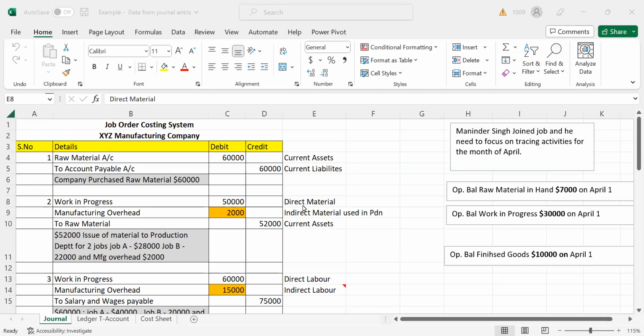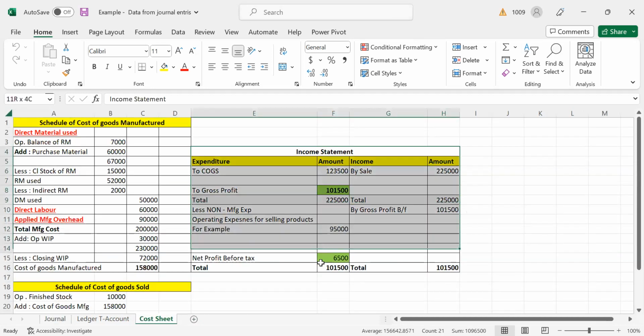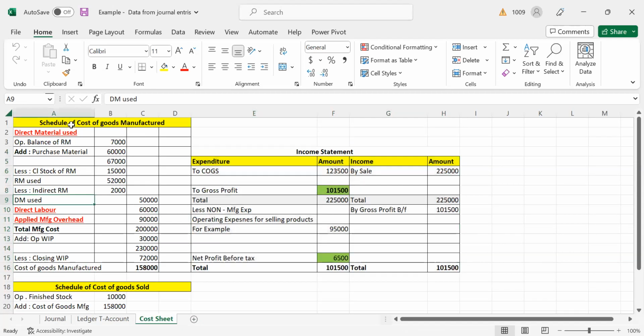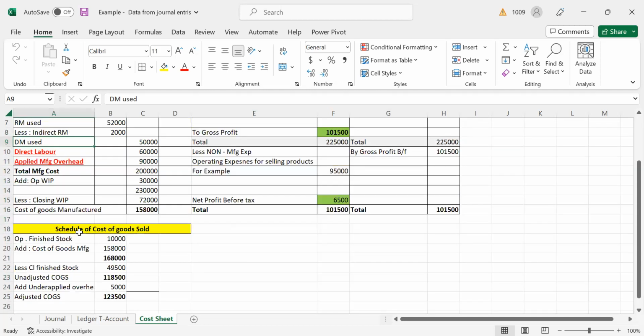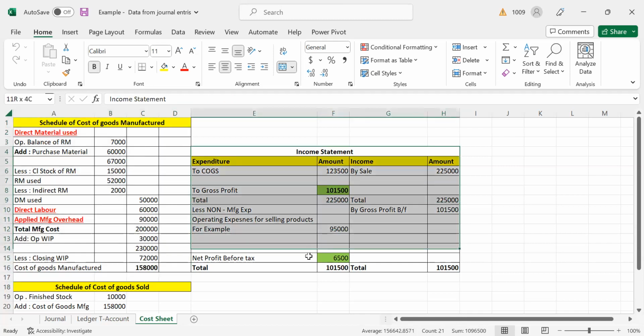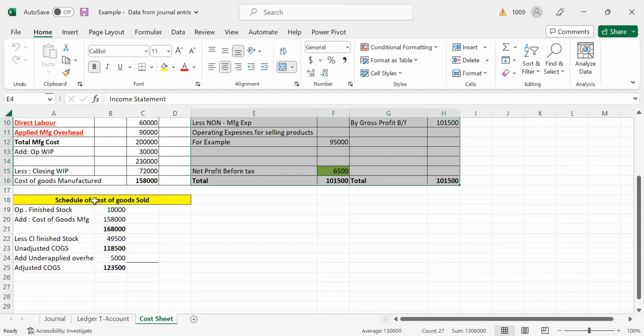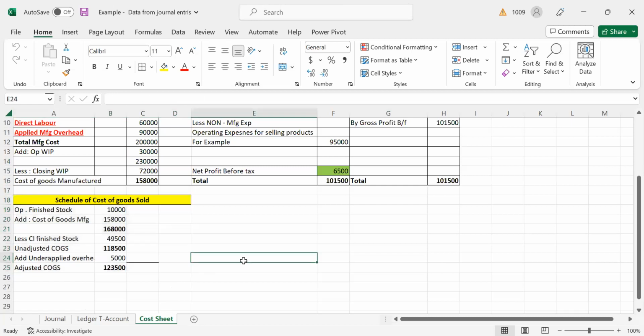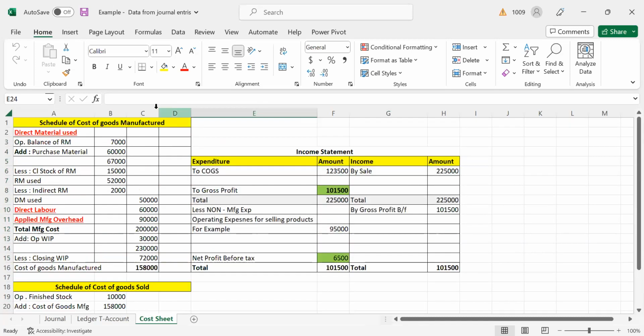Okay, students, I'm just going to explain one example now to help you understand how to create an income statement, as well as a schedule of cost of goods manufactured and a schedule of cost of goods sold. So these are the three things that we need to prepare, but we should have some information with us. I have prepared the three things here, and I can show you.